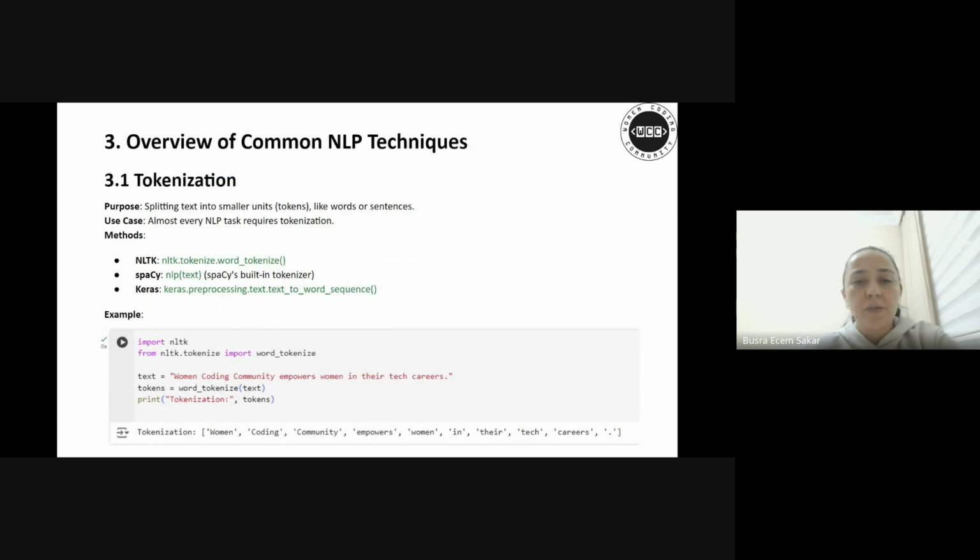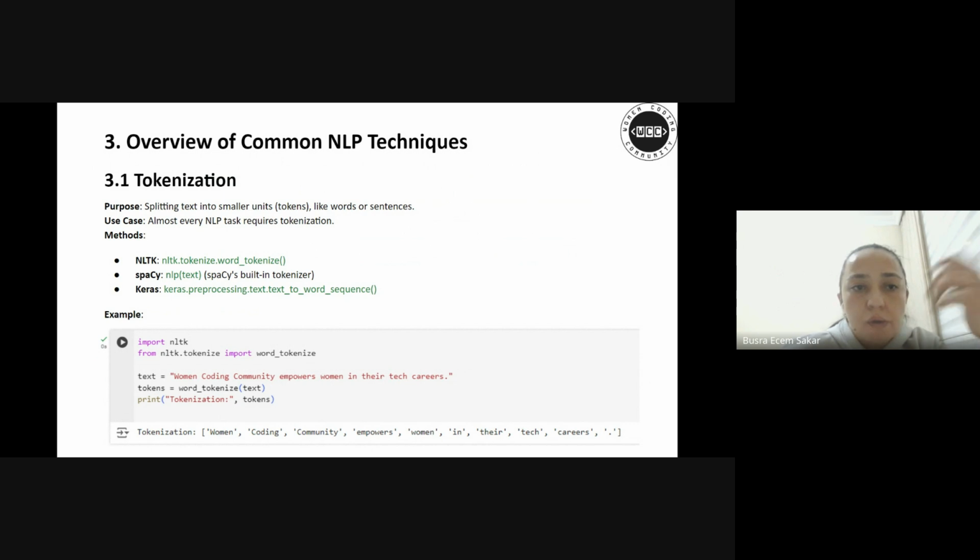Let's talk about common NLP techniques. The first one is tokenization. Tokenization is the process of splitting a piece of text into smaller units called tokens. And these tokens can be individual words, sentences, or even phrases, depending on the application. And it can also change by language as well.